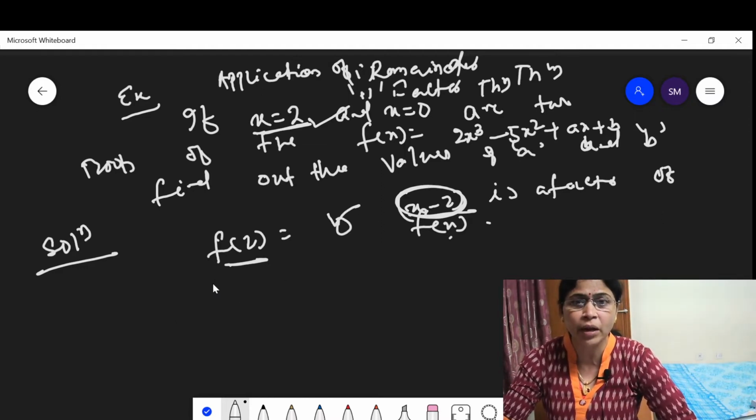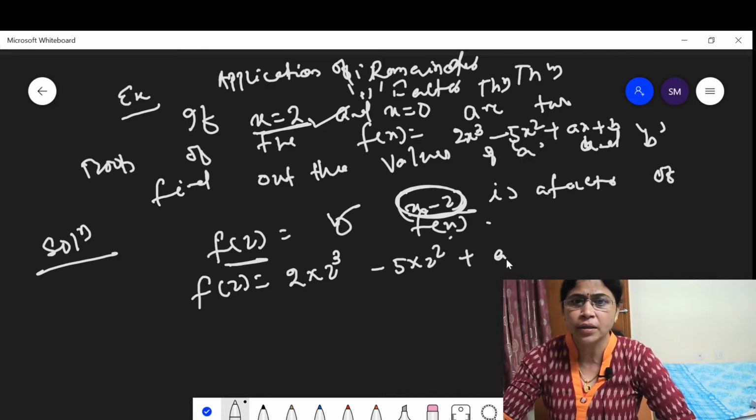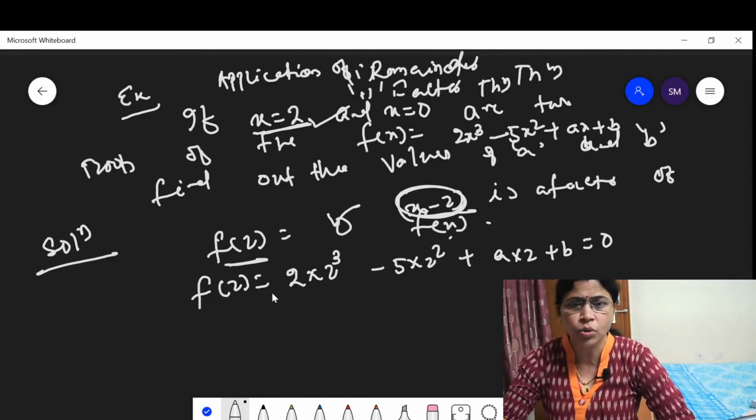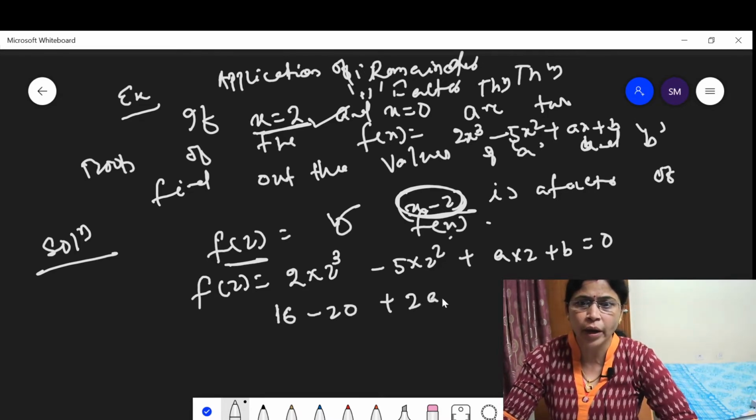Then here put the value of x as 2. f of 2 is equal to 2 into 2 cube minus 5 into 2 square plus a into 2 plus b is equal to 0. This shows that 2 cube is 8, 2 into 8 is 16, minus 20 plus 2a plus b is equal to 0. This shows that 2a plus b is equal to 4, equation 1.